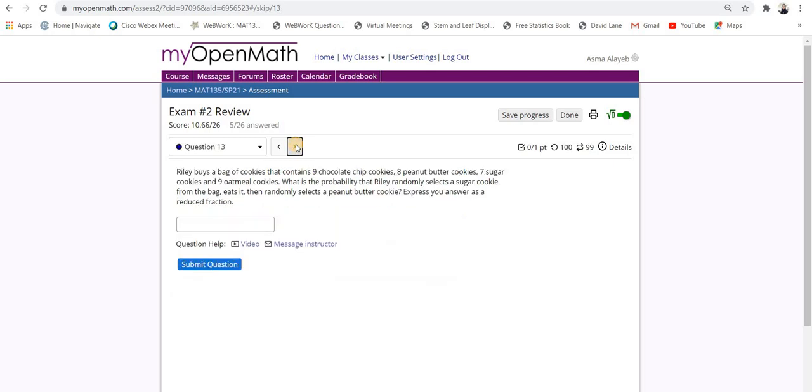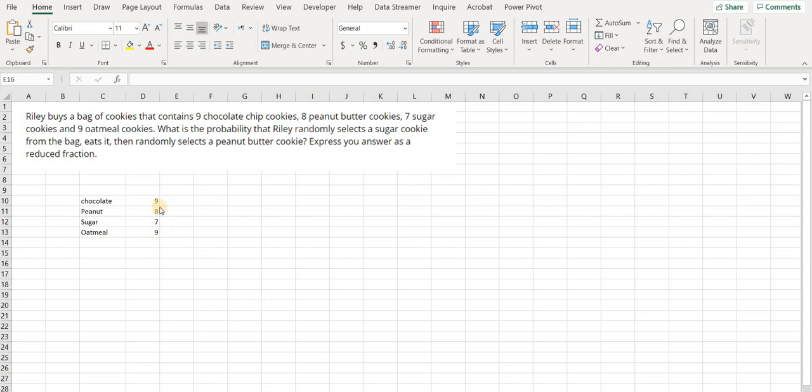The next question, number 13, is a probability question. Riley buys a bag of cookies that contain 9 chocolate chip cookies, 8 peanut butter cookies, 7 sugar cookies, 9 oatmeal cookies. What is the probability that Riley randomly selects a sugar cookie from the bag, eats it, then randomly selects a peanut butter cookie? Express your answer as a reduced fraction. The first step that I'm going to do is to find the sum of all of the cookies. So I'm just going to find the sum here, auto sum. And then I'm going to answer the question.